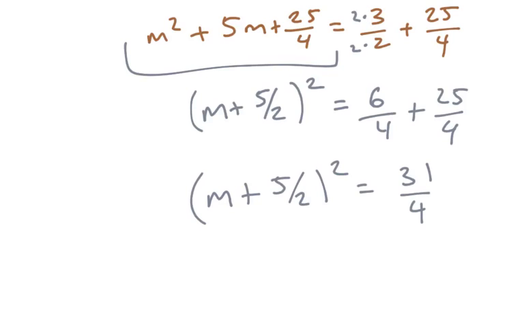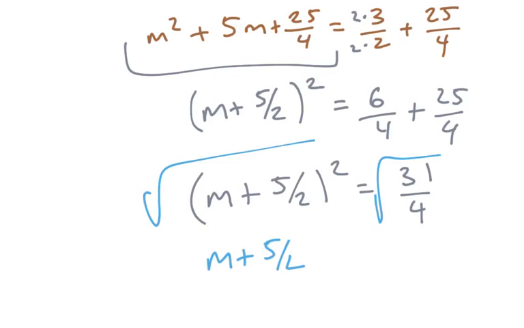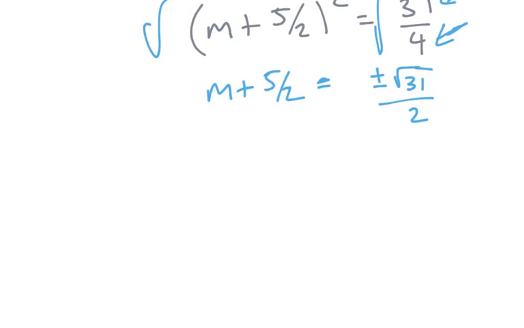So we're going to take the square root of both sides, which will give me m plus 5 over 2 equals plus or minus square root 31 over 2. Now let's think about this for a second. The reason this happens is I can't take the square root of 31, but I can take the square root of 4, which is 2.